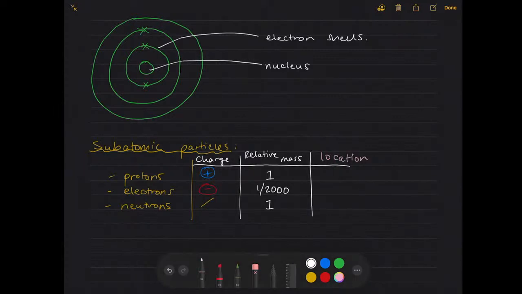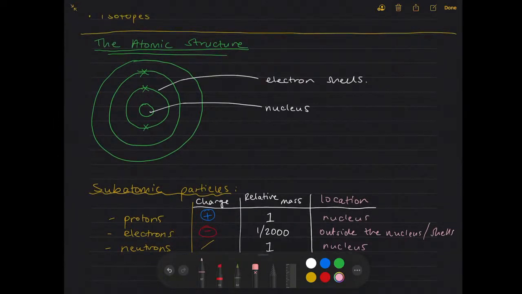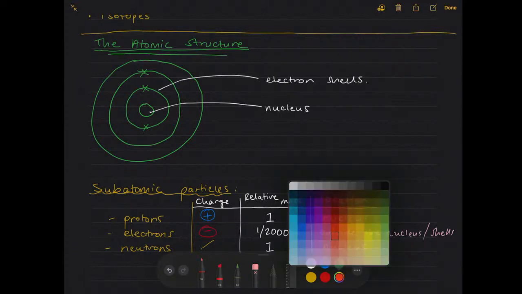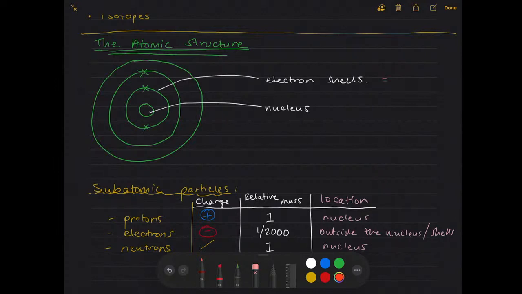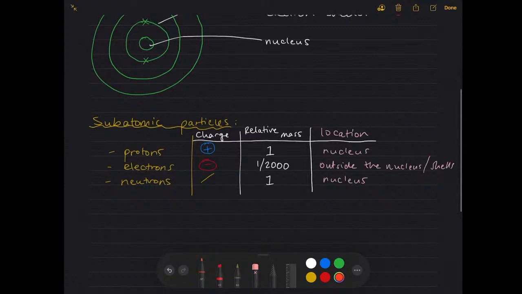And the last bit of information we need about subatomic particles is their location. And you may recall this, you may not. Protons are found in the nucleus. Neutrons are also found in the nucleus, whereas electrons are found outside the nucleus in what we call shells, which are these shells up here. If we go ahead and add on that information, what we find is electron shells contain electrons only. That's an important point actually.